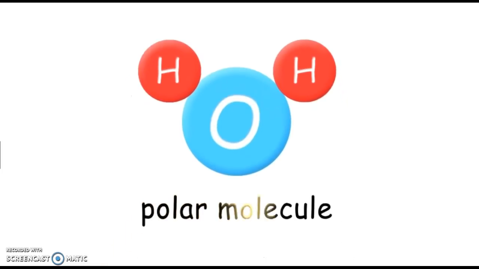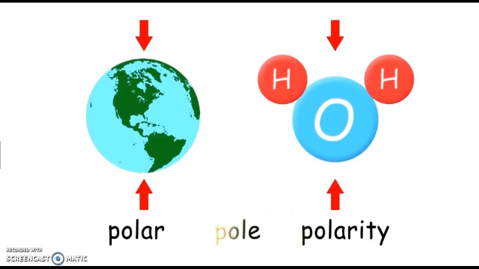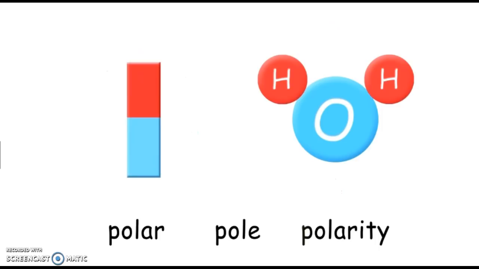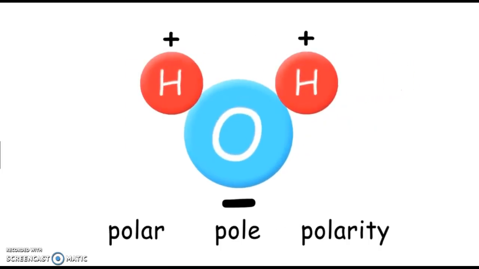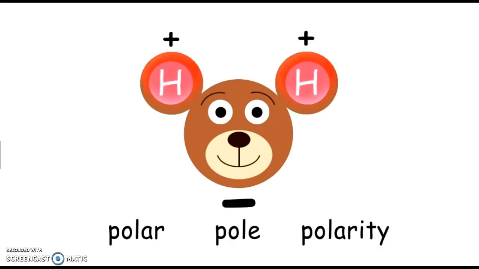H2O is a polar molecule. The same way our planet has north and south poles on opposite sides, the H2O molecule has two poles on opposite sides. And like a magnet, H2O has one positive end and one negative end. Thinking of that cartoon teddy bear again, the chin side of the oxygen atom has a slight negative electrical charge. The opposite side, the side with the two hydrogen ears, has a slight positive electrical charge.